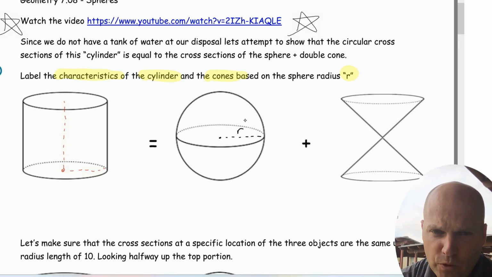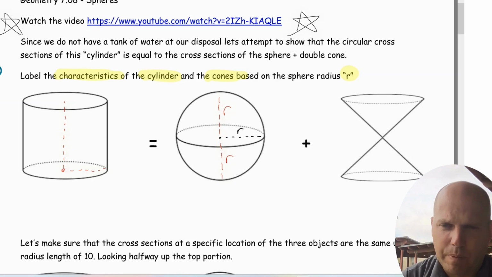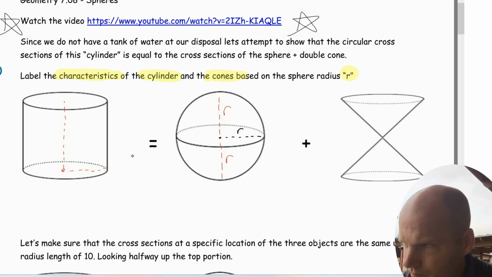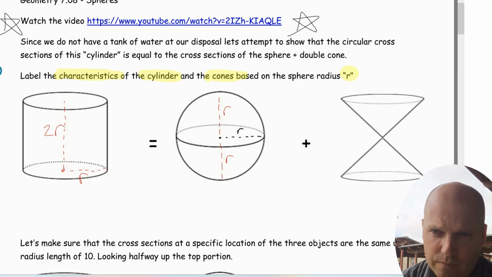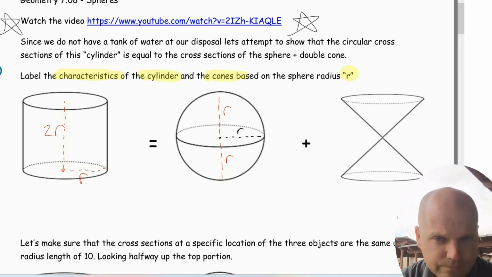Okay. Hopefully you think that, well, if this sphere has a radius r, this length is r, that length is r. And if this fits perfectly inside this cylinder, that means the circle on the top and the circle on the bottom. So you should have labeled this as r and this as r and another r, or 2r. Cool.